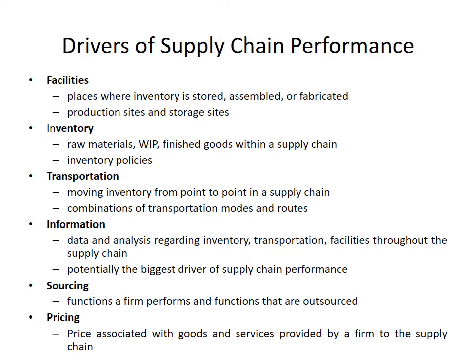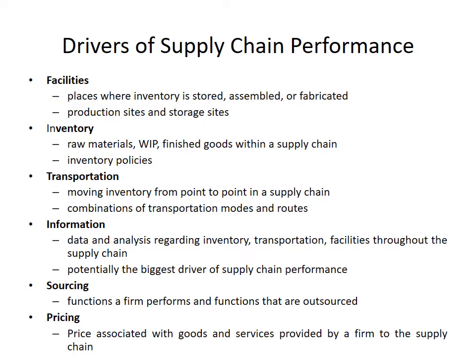If you go to the first one, facilities. Facilities are the actual physical location in the supply chain network where product is stored, assembled, or fabricated. The two major types of facilities are production sites and storage sites. Inventory encompasses all the raw materials, work in progress, which we call WIP, and finished goods within a supply chain.